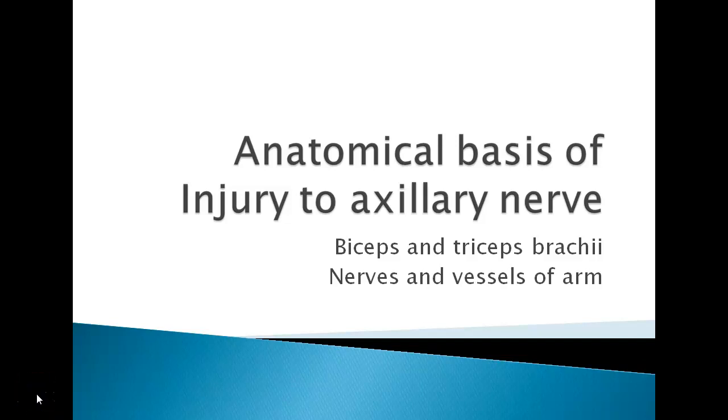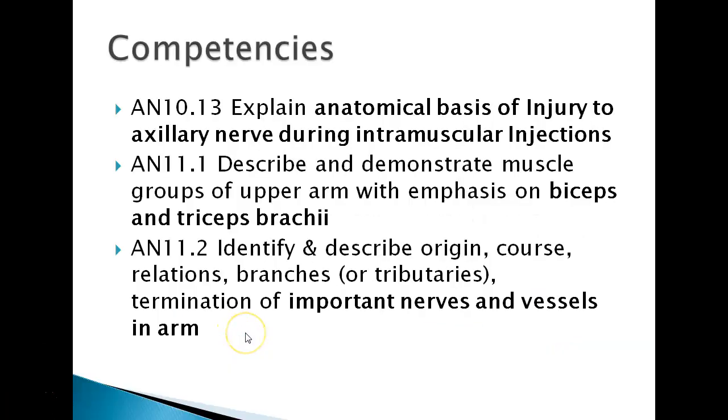So today's topic is we are covering anatomical basis of injury to axillary nerve. Then we'll be covering biceps and triceps muscles, and also we'll be covering the nerves and vessels of arm. Coming to competencies, there are three competencies we are covering. That is the anatomical basis of injury to axillary nerve during intramuscular injection. Another competency is biceps and triceps muscles. And the third competency is important nerves and vessels in the arm.